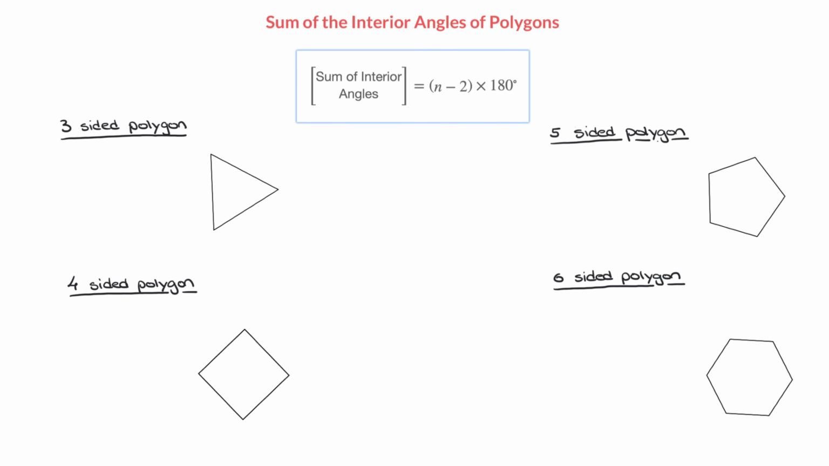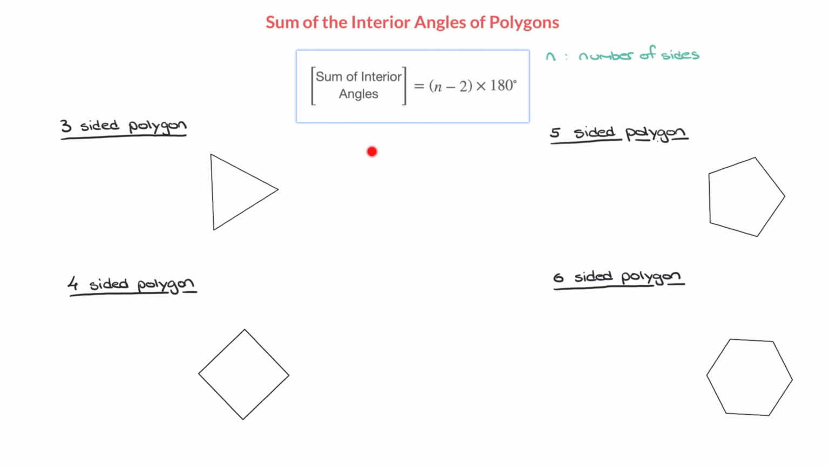Now, the formula for the sum of the interior angles of any polygon is shown right here on the screen. And it states that given a polygon, the sum of its interior angles will equal (n minus 2) in parentheses times 180 degrees. And in this formula, n is the number of sides the polygon has. So I'll just say n is the number of sides.